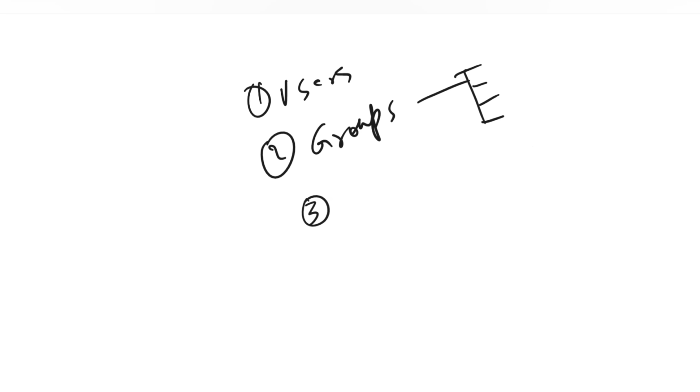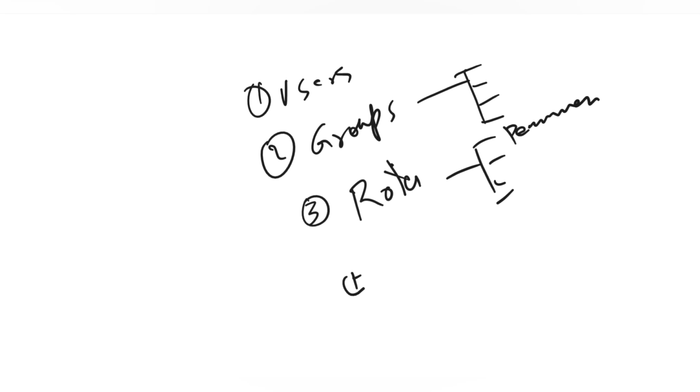Third one, we have roles. Roles are nothing but sets of permissions. Each role may have multiple permissions, combined together, and we consider that as a role. Fourth one, we have policies. Policies are nothing but individual permissions.